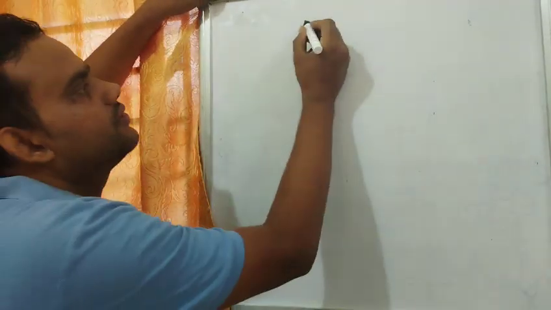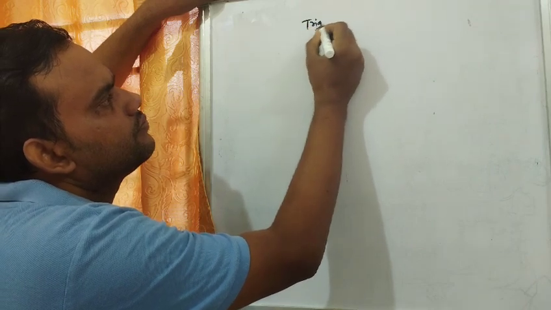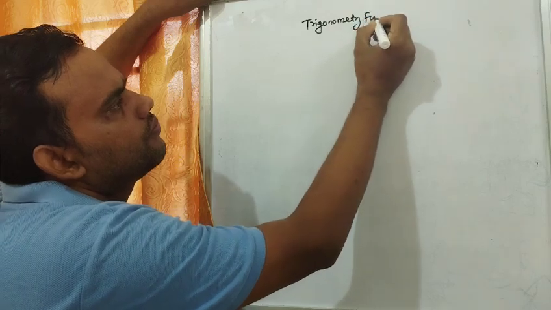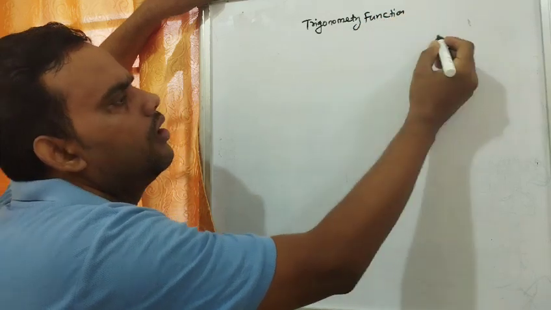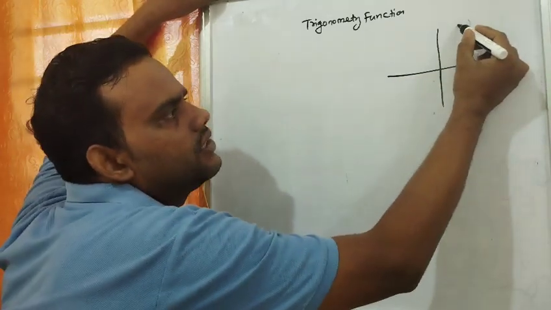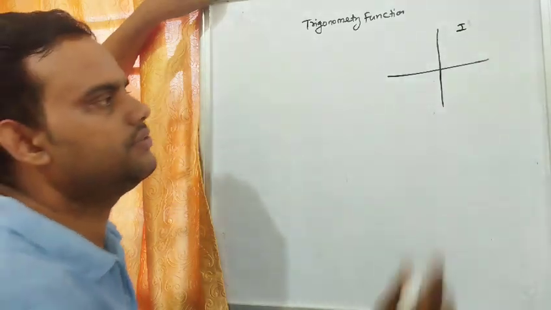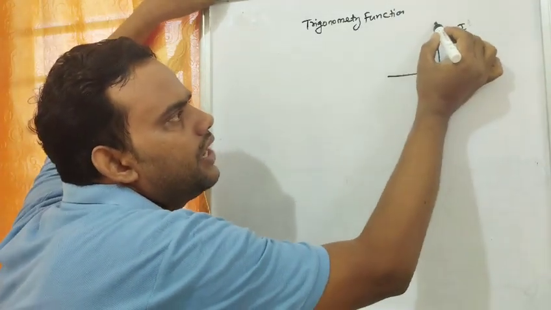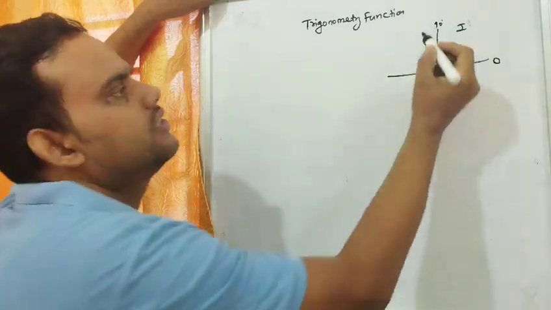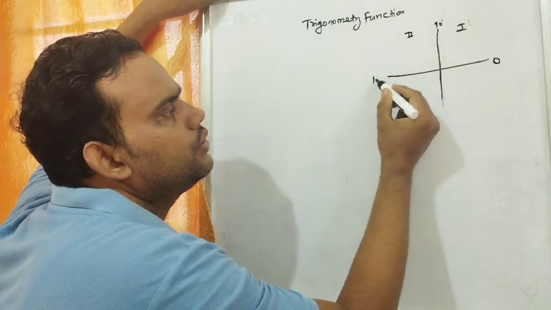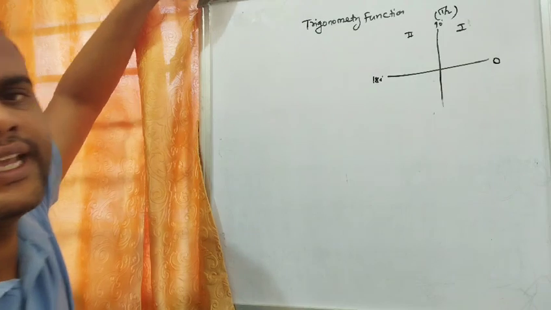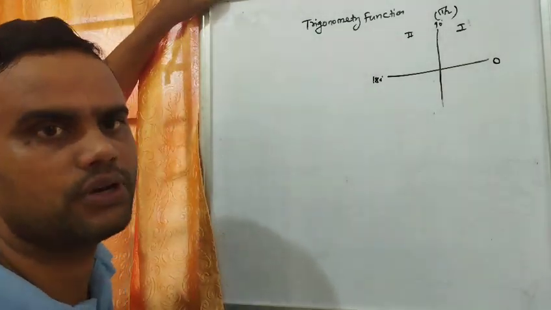So, in trigonometry functions, there are four quadrants. In the first quadrant, the range is 0 to 90 degrees. The first quadrant range is 0 to 90 degrees or pi by 2. Second quadrant, the range is 90 to 180 degrees. This is pi by 2. Any angle from 0 to pi by 2 is the first quadrant.